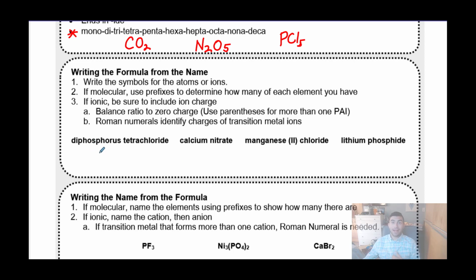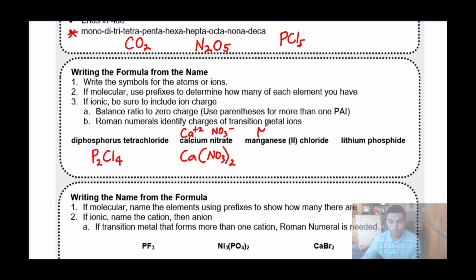Diphosphorus tetrachloride, I recognize phosphorus and chlorine, non-metal elements, that's molecular covalent. And I see prefixes that are going to help me write this formula. Diphosphorus is P2, tetrachloride is Cl4. Calcium nitrate is ionic. I recognize the nitrate as a polyatomic ion, so it has to be bonding ionically. I write out the formulas for these two ions, and then I use their charges to balance to zero charge.